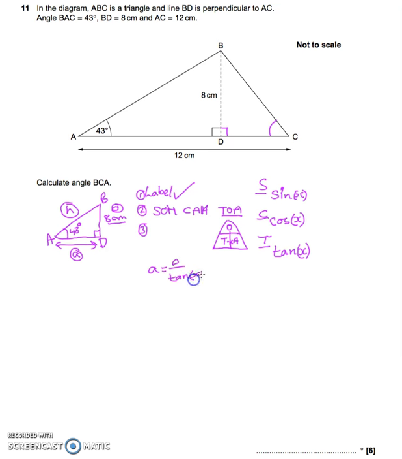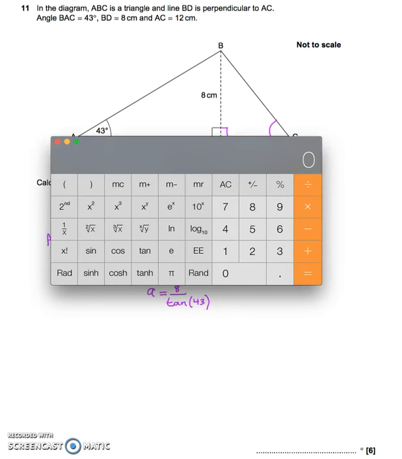Now when you press this button on your calculator, the tan button, it comes up with a bracket and then you can type the angle that you've been given into that space. Okay, so A is equal to the opposite, which is 8 over tan of 43. Now let's see if I can bring my calculator in and work that out.